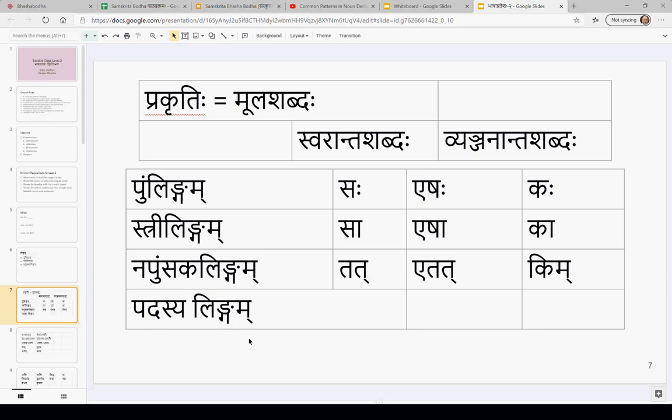Some of the examples which we saw in level 1, your Namapadam, the basic ones are Saha, Sa, Tat, Esha, Esha, Etat, Kaha, Ka, Kim. Right? Saha, Sa, Tat are used for the words which are far away, and Esha, Esha, Etat for words which are closer. Kaha, Ka, Kim are the questions. Kaha means who in the Pullingam, Ka in Strilingam, Kim is what in the Napunsakalingam. Right?